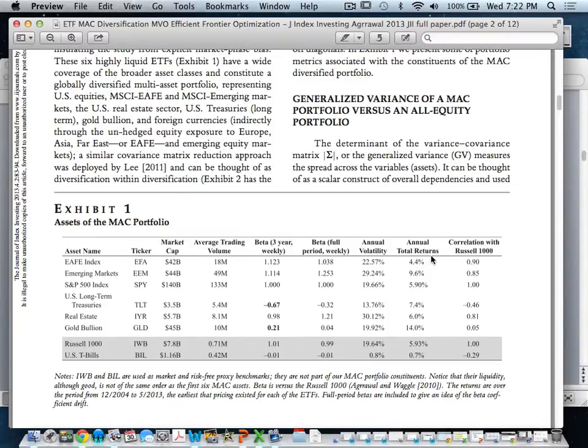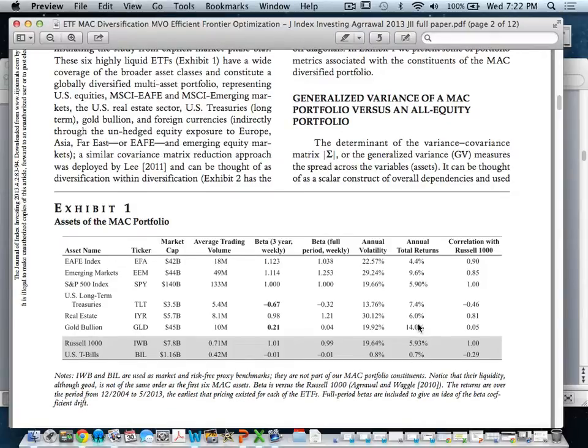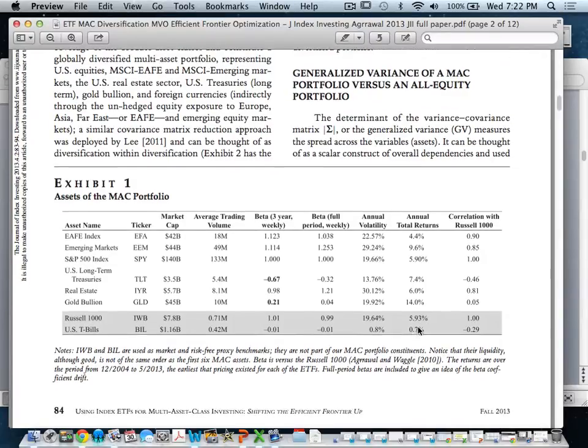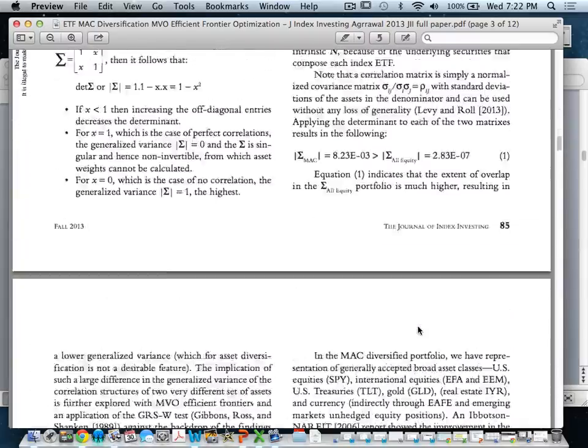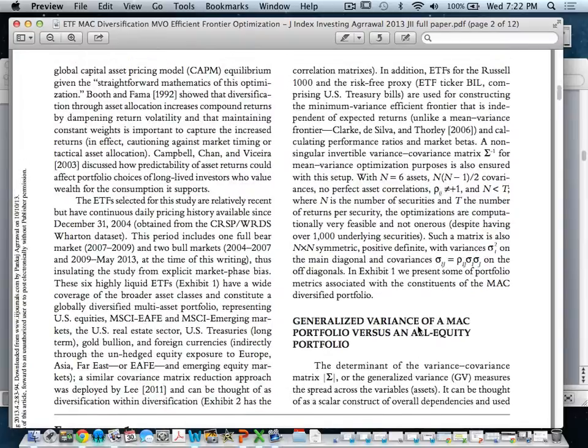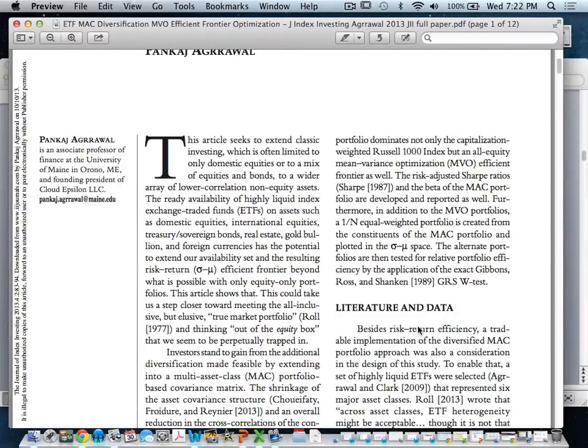Here are the annual returns. Annual returns for the EFA index is 4.4. For emerging markets, 9.6. Russell 1000 is 15.9. Gold is 14%. And then somewhere in here are the returns for the portfolio. You can see that. You can actually download this paper. It's totally legitimate download. One other reason I brought this up is we will look at this here.